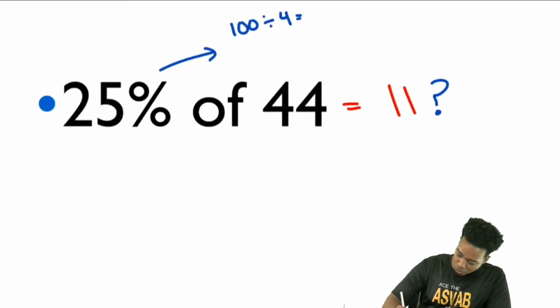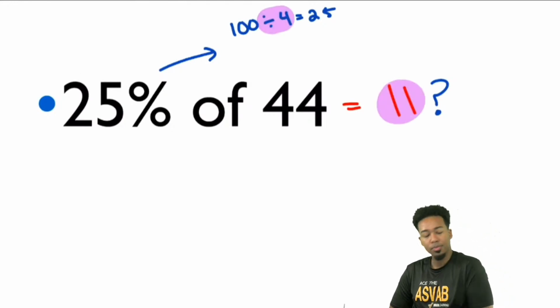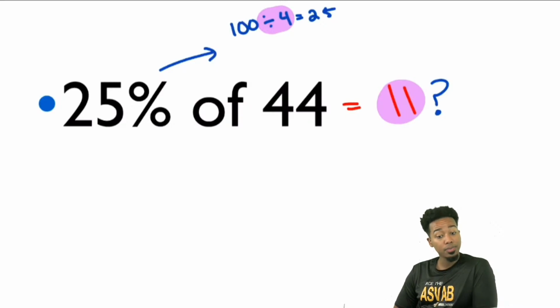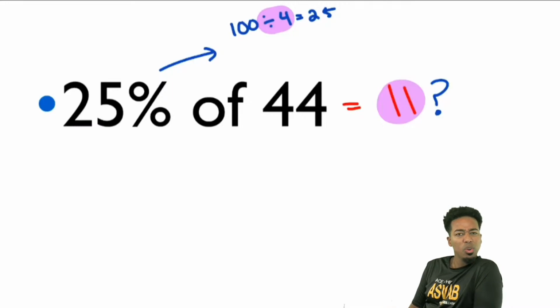100 divided by 4 equals 25. So let me go ahead and do that. Divide by 4. We got 11. Let's see if that's the case. Everyone, let's do it the forwards traditional way. Let's see what's going on. What's the first thing I do to that 25%, everybody?